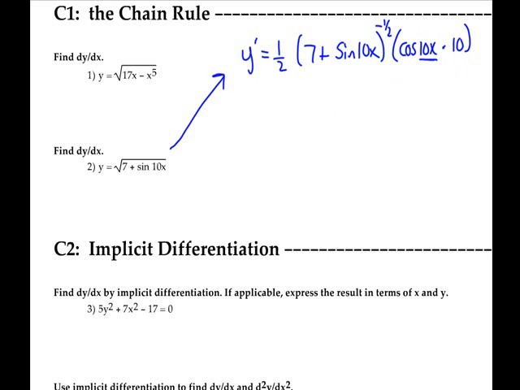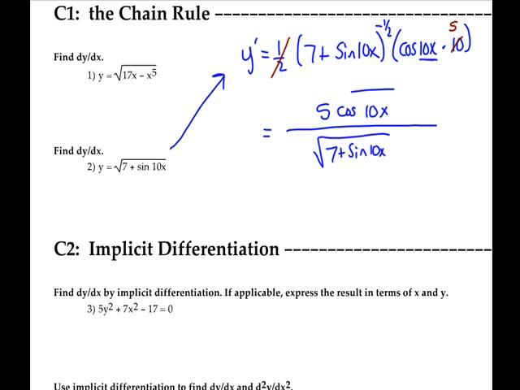Let's simplify a little bit right here. Half of 10 is 5, so we can take care of that right there, and then go ahead and clean this up. So I've got 5 cosine 10x in the numerator, and in the denominator I just have this radical 7 plus sine 10x, and we're done. That's number two.